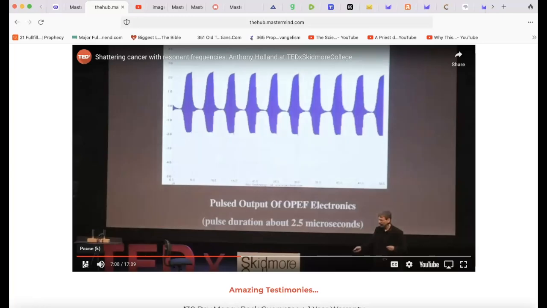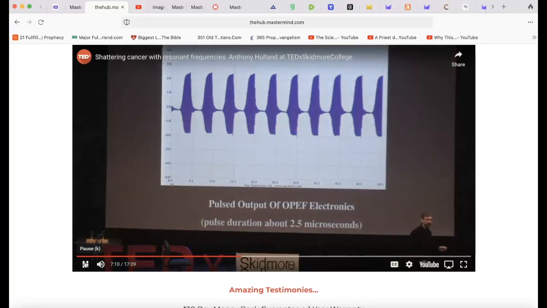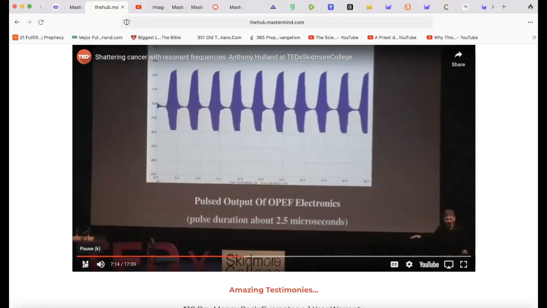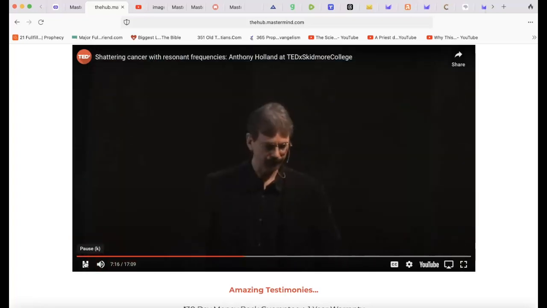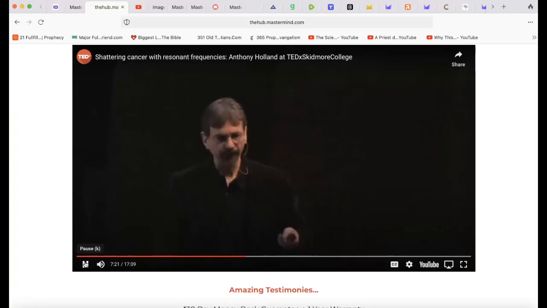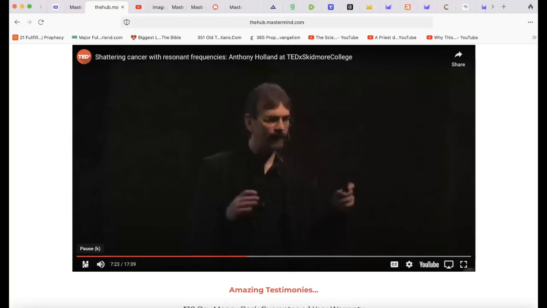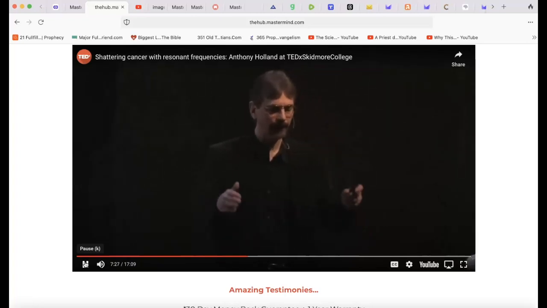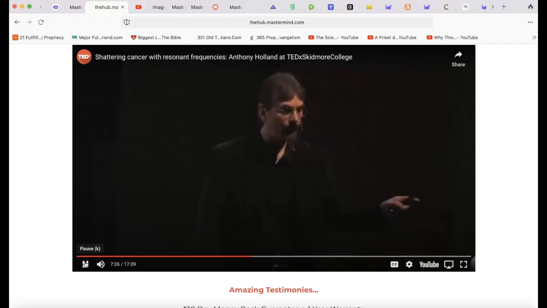The second important aspect about Dr. Baer's invention is that the output always pulses. It's on, it's off, it's on, it's off. This is very important because when you're doing research on the effects of electromagnetic waves on living organisms and cells, if the signal is constantly on, you are in danger of inducing heat in those cells. And heat causes indiscriminate destruction. And we don't want that.